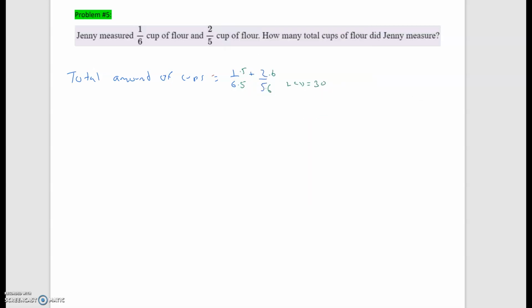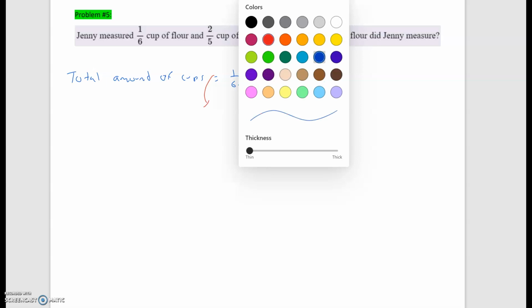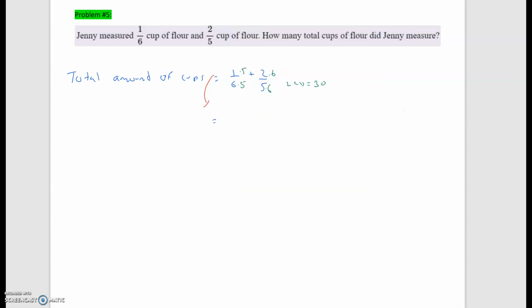And let me rewrite it as, well, this will be 5 over 30 plus 12 over 30, or technically 17 over 30. And this will be cups of flour.